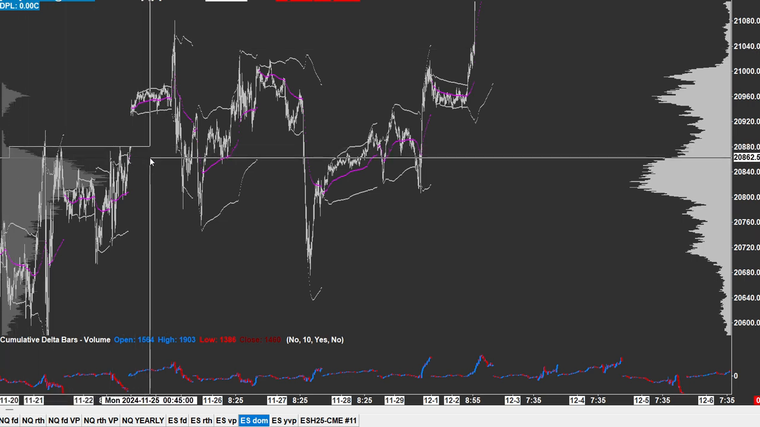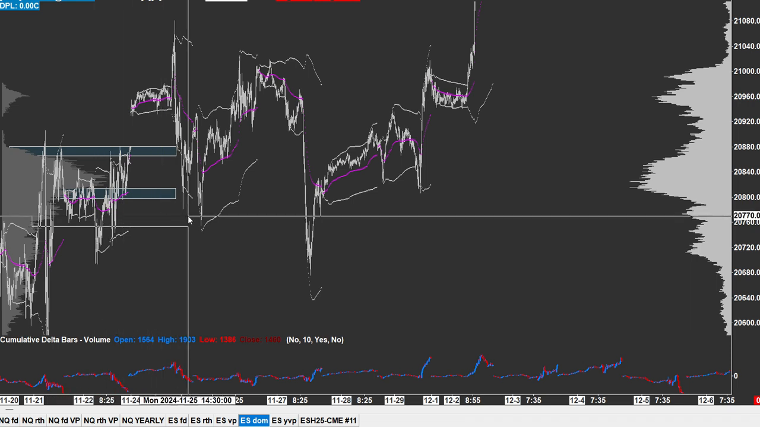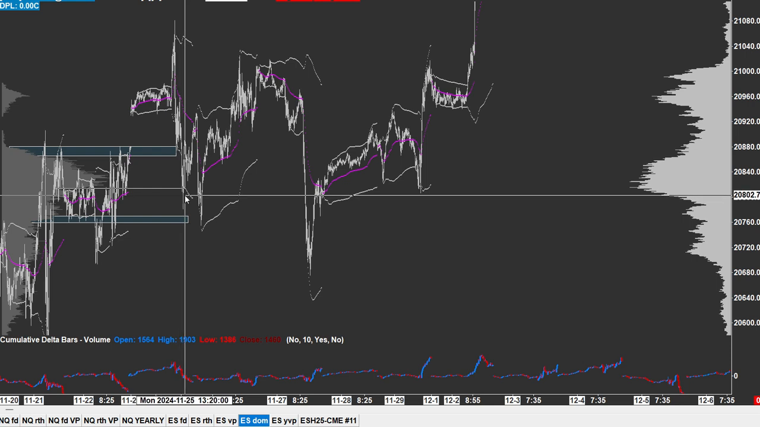So here you have your shelf. All right, we did get one tap into that. Nothing crazy at all. Down here, shelf, and then further we have another one. All right, these are pretty poor in my opinion, but yeah, this volume doesn't look good.